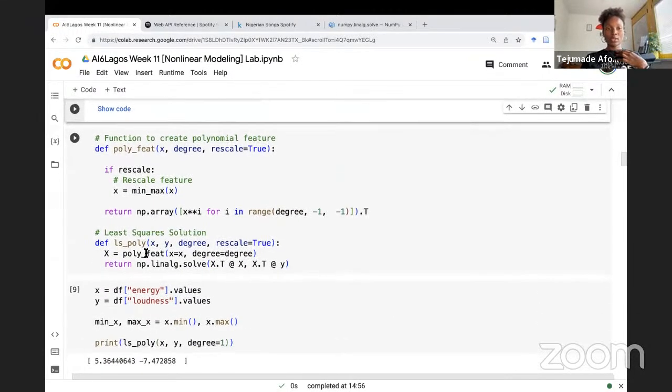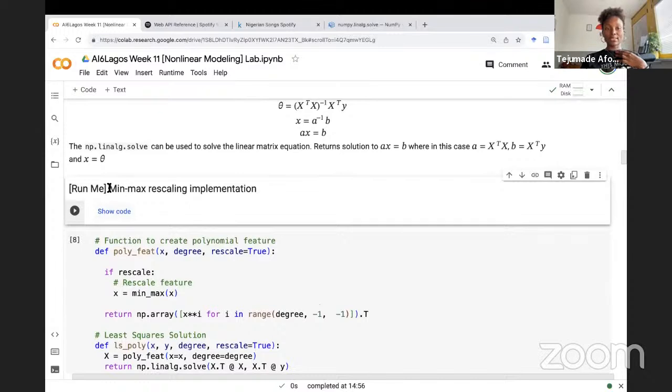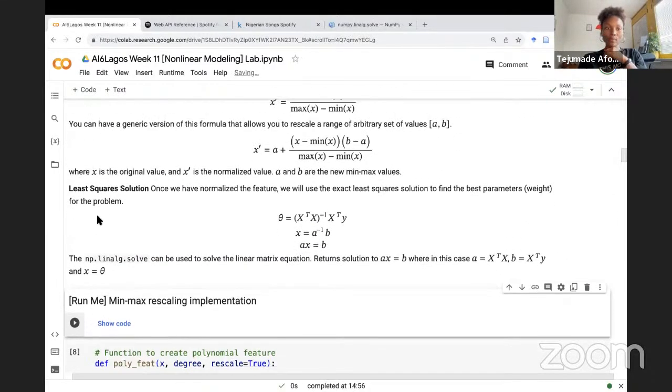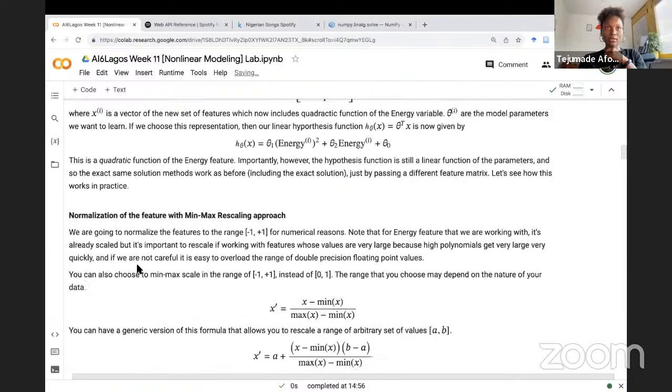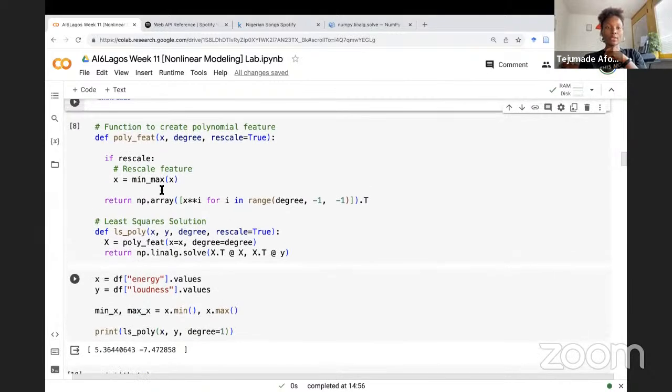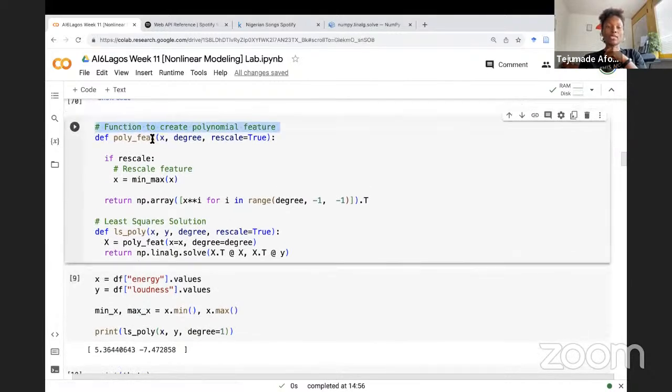So have you run this cell? Because you need to run it. I'm calling the min max function that I implemented in the cells below. So make sure you run this. Can I get feedback from 1 or 2 people? Run this cell called min max. Okay, thanks, Damilola. So once we run this, now we need to create the polynomial feature, right?